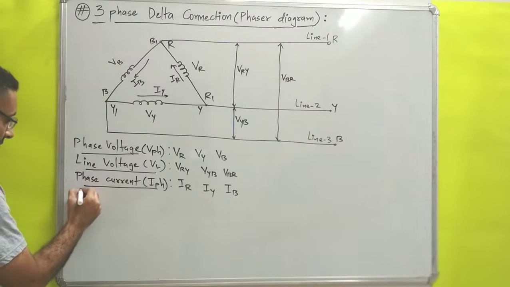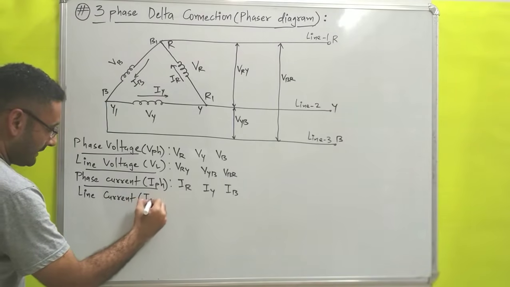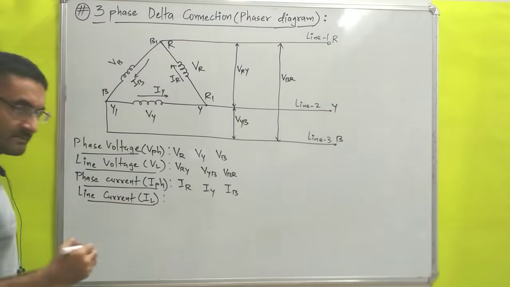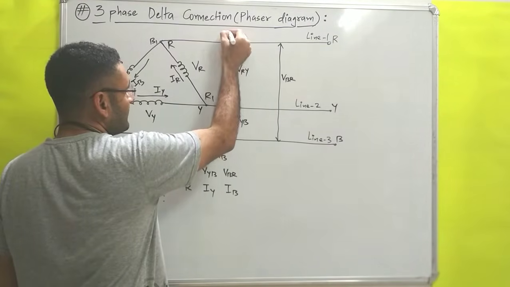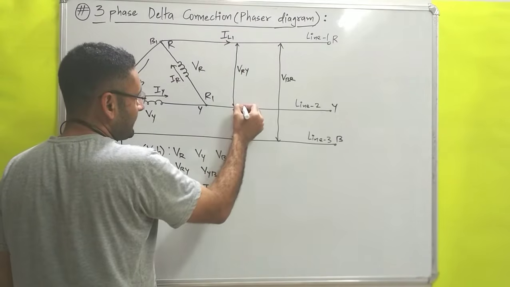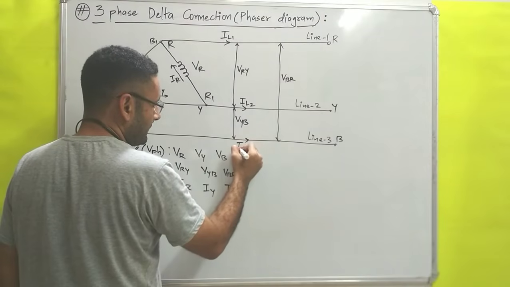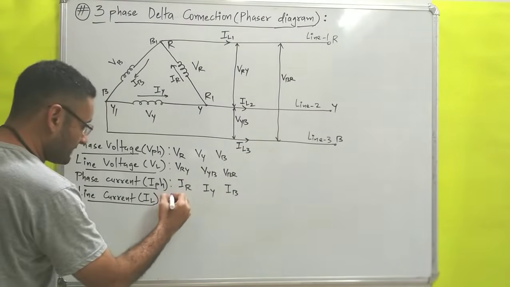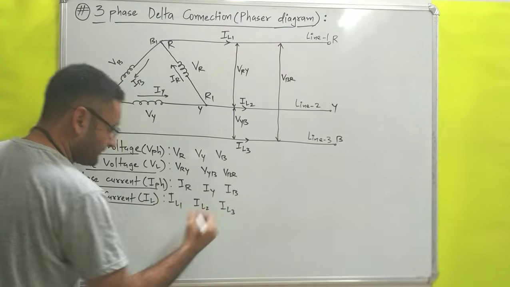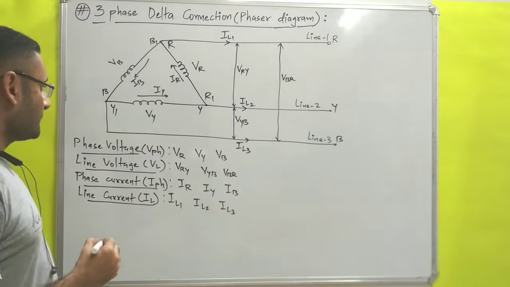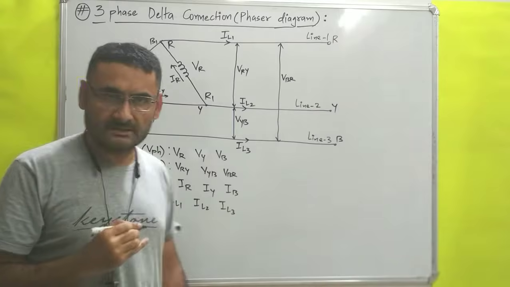Now last we'll talk about line current. Line current is denoted by IL. Which are the line currents? Line current means the current flowing through the line. So first I will talk about the first line, so that will be IL1. Then next will be IL2 from the second line, and finally this will be IL3. Okay, so line currents are IL1, IL2 and IL3. Now if that much is clear to you, then from here onwards things are very easy.